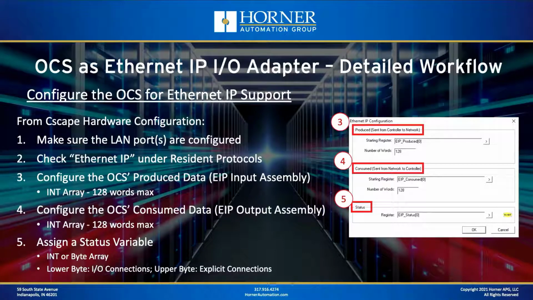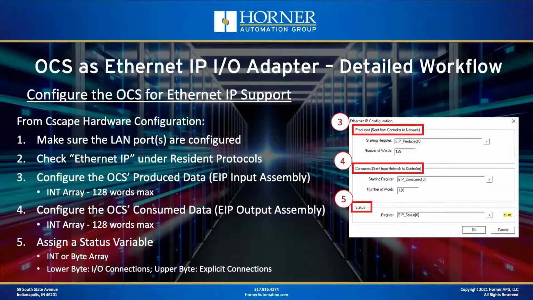Now, you're going to want to configure this as an integer-based array. And that array size should be equal to the number of words that you're going to produce to the network. Conversely, coming in the other direction, you also need a separate variable array of an integer type for the data that you're going to consume.